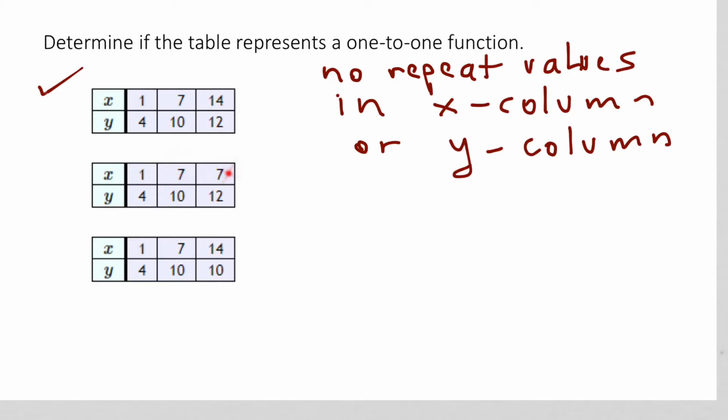Here I've got two 7s in the x column, so those are repeats, so this one is not one-to-one. And here I've got repeats in the y column, so this table here is not one-to-one. So right here, this is the only one that's one-to-one. This is the only one that is going to be invertible.